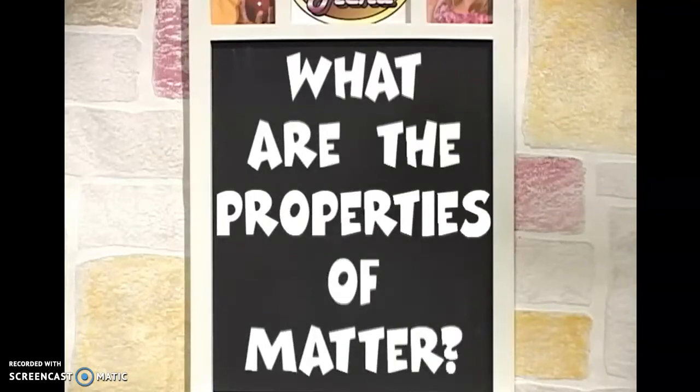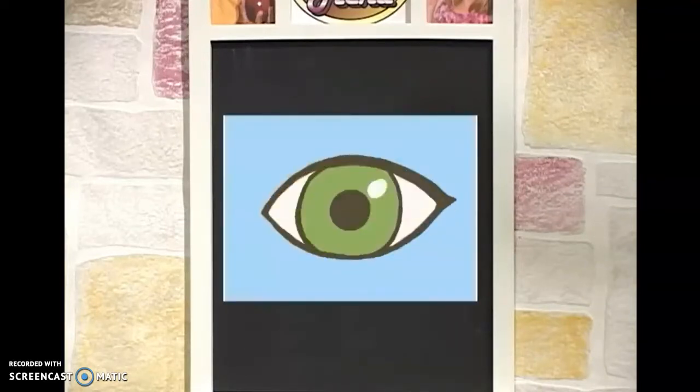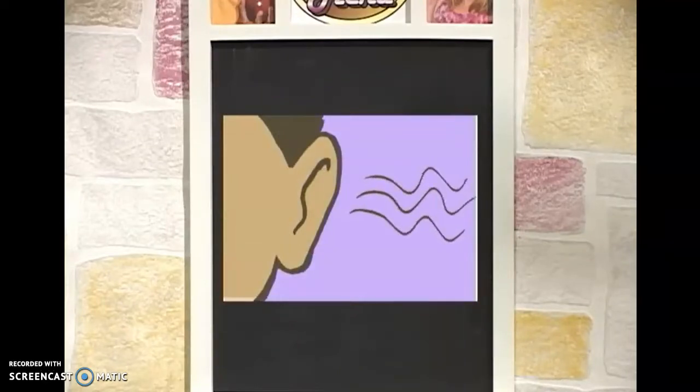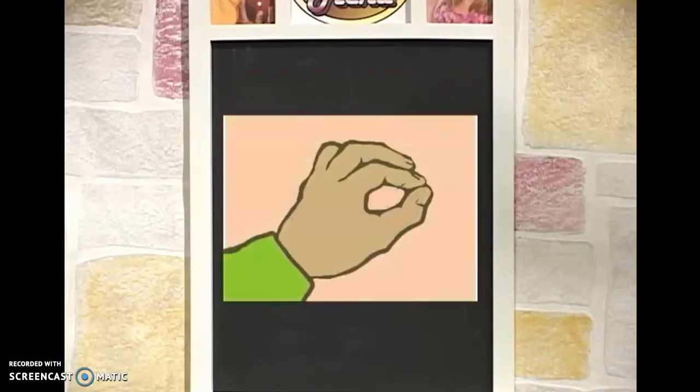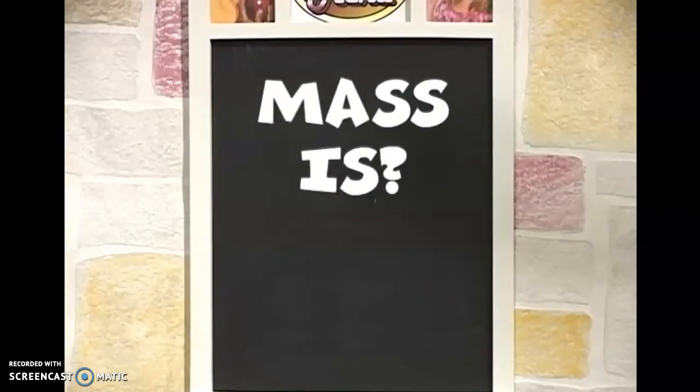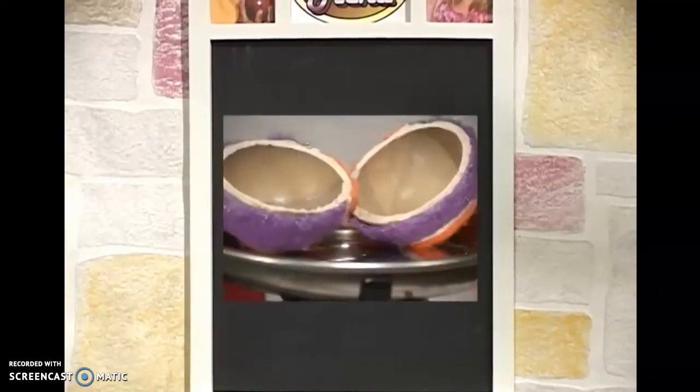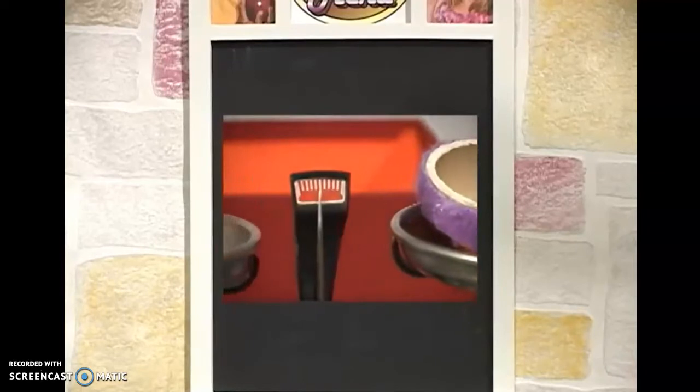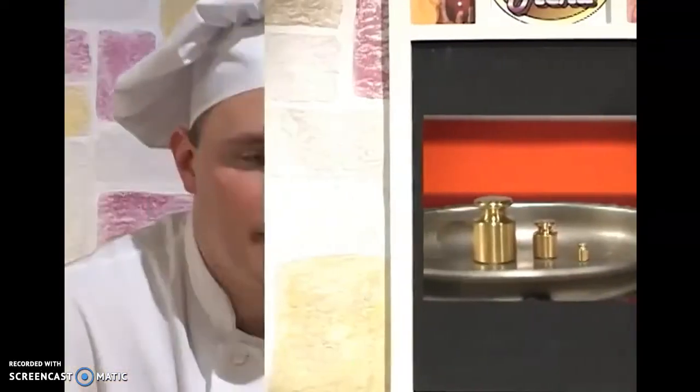And what are you describing when you say how something looks, sounds, smells, tastes, or feels? Its properties. What are two properties that all matter has? It takes up space, and it has mass. Very good. And mass is? Mass is how much matter is in something.